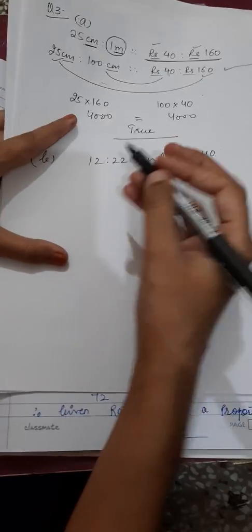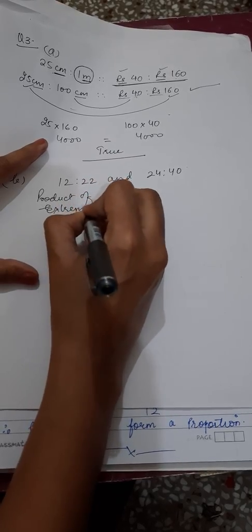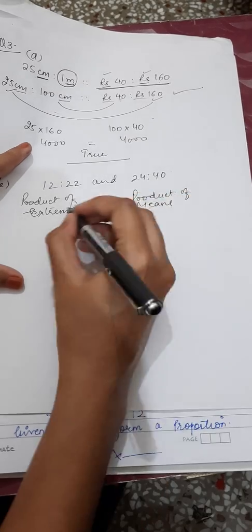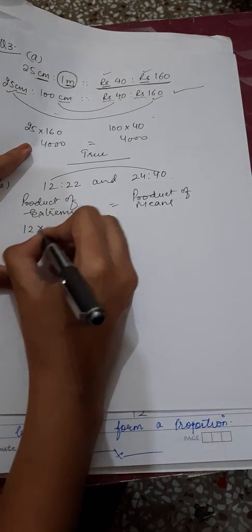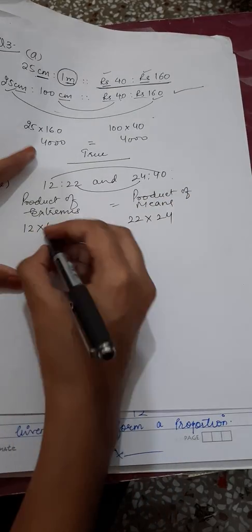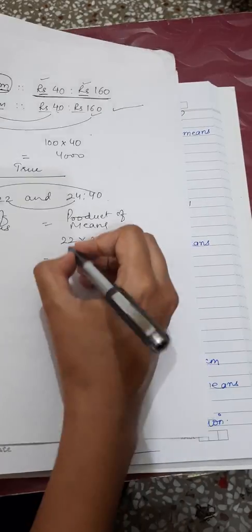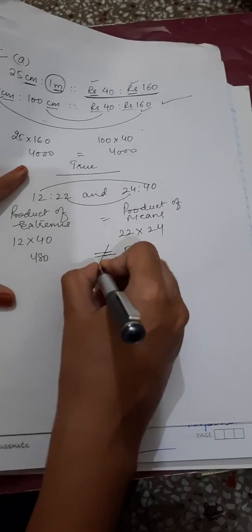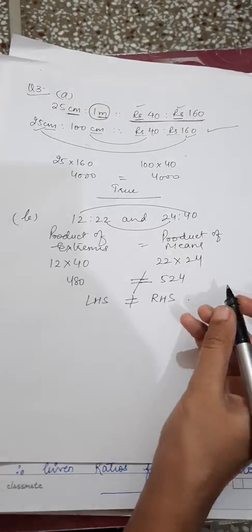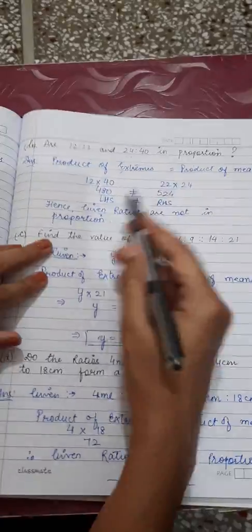Let us check. Again, product of extremes equals product of means. Now what are the extreme ones? 12 and 40. So I am going to multiply 12 by 40 and the middle ones are 22 into 24. Now what are we going to get? Here I will get 480 and on multiplying this I am getting 528. Values are not equal. Left hand side is not equal to right hand side. That means they are not in proportion. If they are not in proportion, that means the given ratios are also not in proportion. That's the solution here.